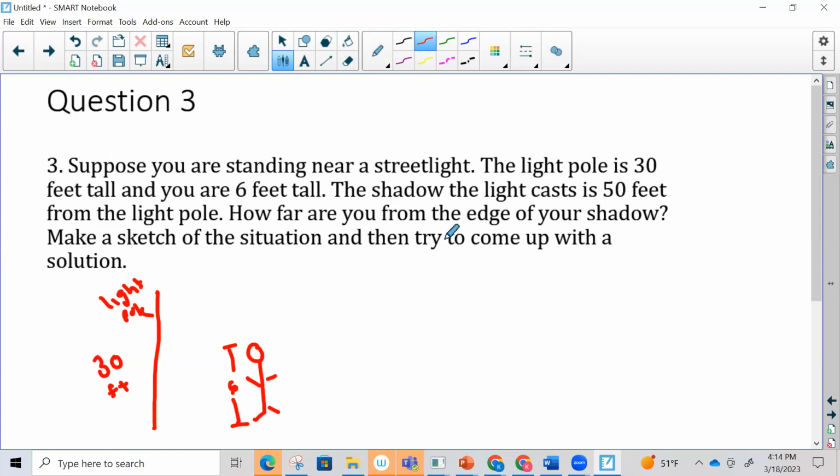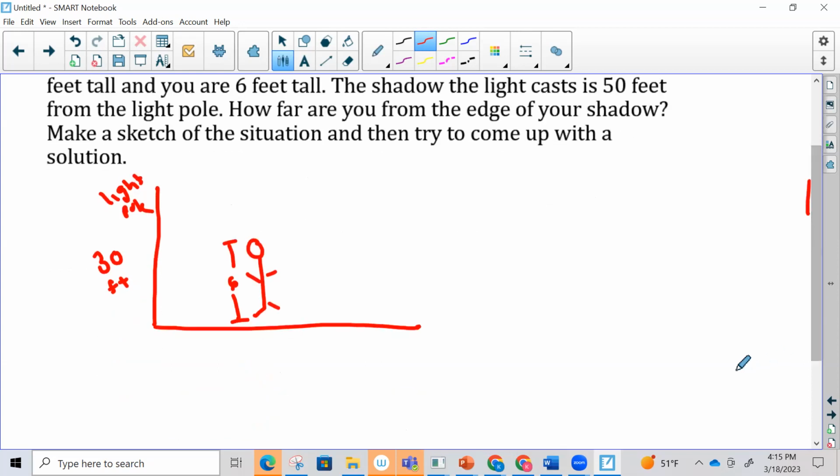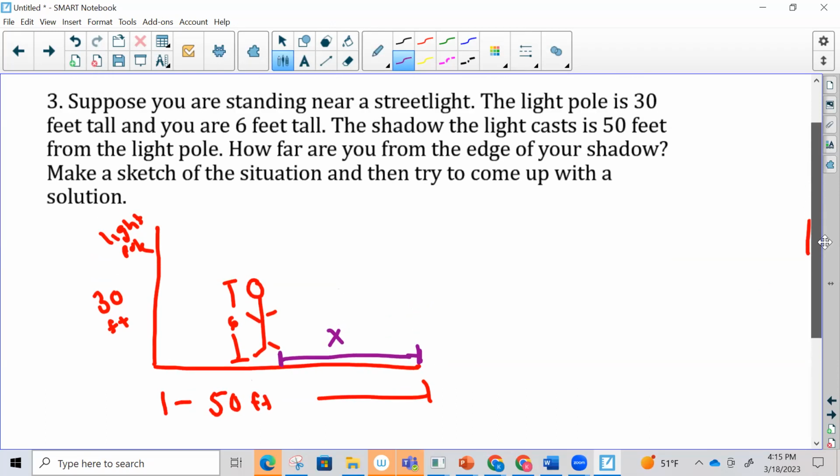Okay. And the shadow the light casts is 50 feet from the pole. Okay, a shadow is always on the ground. So this shadow is 50 feet. So from here to here. And it says, how far are you from the edge of the shadow? So you're trying to figure out how far you are here till the edge of this shadow. So I'm going to call that X. Make a sketch of the situation and then try to come up with a solution.